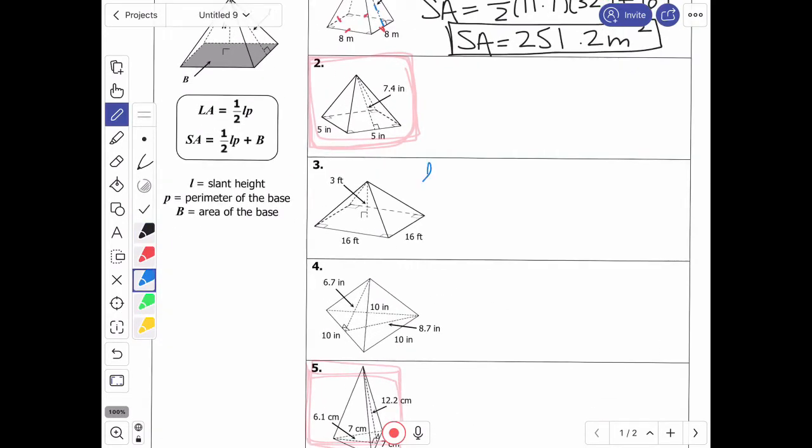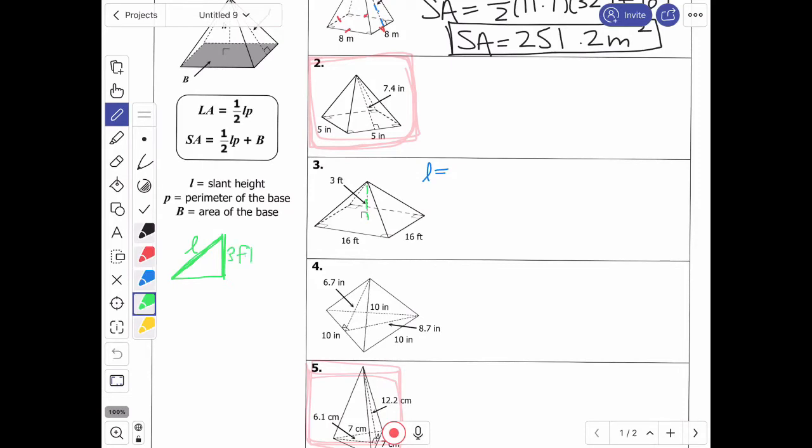So in number 3, right away, I noticed that I'm not actually given that slant height. Instead, I'm given the actual height of the pyramid. So what I want is this actual height right here along the diagonal. So I'm going to make another triangle of what this might typically look like. This is my slant height. I know the height of the triangle from the middle is 3 feet.